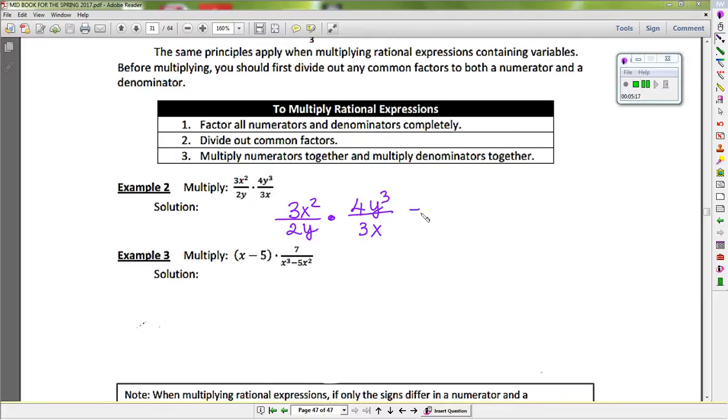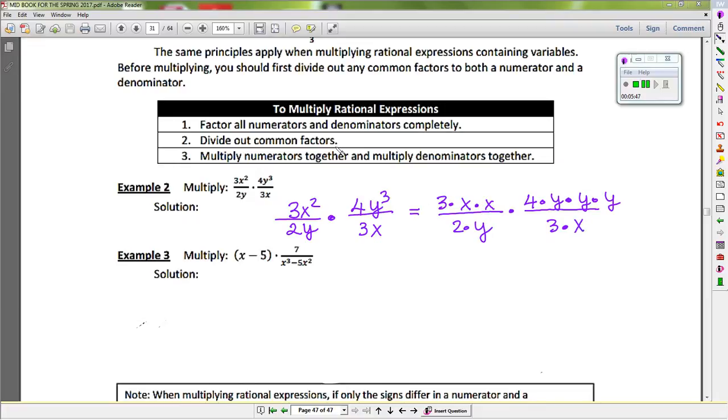Let's start with the numerator. 3x squared, I can factor as 3 times x times x. And then 2y is just 2 times y. Then my 4y to the power 3 will be 4 times y times y times y, and then 3x will be 3 times x.